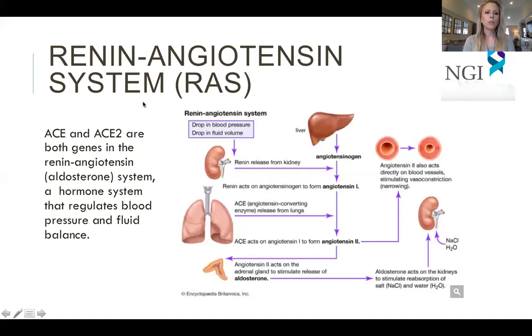So what we're going to talk about is that ACE2 and ACE, the two genes that really are working on this, are part of the renin-angiotensin system. So this is a hormone system that regulates blood pressure and fluid balance. So it's kind of got a nice visual here. It's showing you which tissue is really impacted by this system.